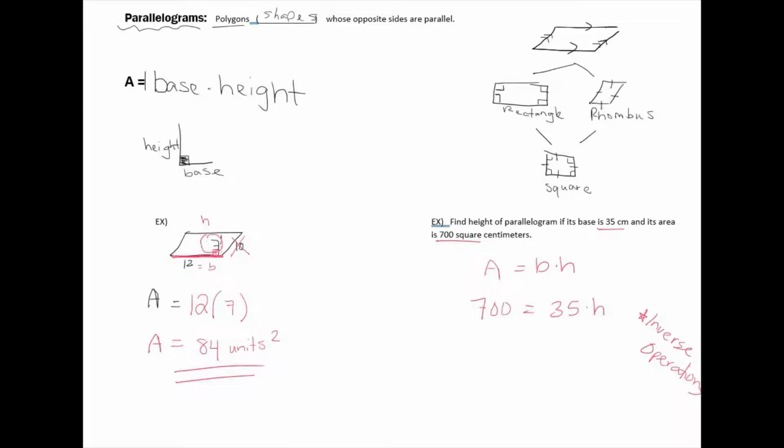If I'm multiplying 35 times h, and I want to get h by itself, then that means I need to divide by 35. And whatever operation you do to one side of the equation, you must do to the other. 35 divided by 35 just leaves you with 1h. And then you can divide 700 divided by 35 to get 20. And my units here are centimeters. So that means that the height of this parallelogram is 20 centimeters.